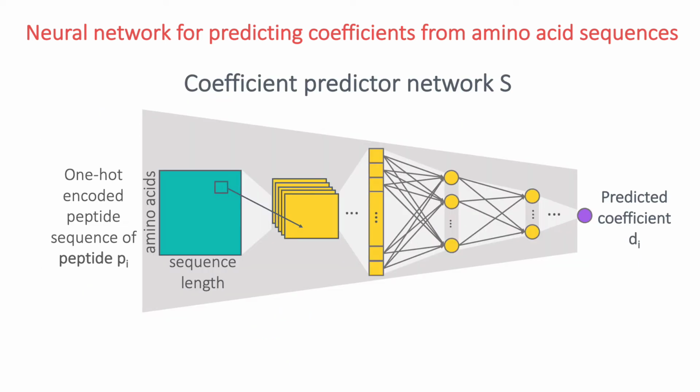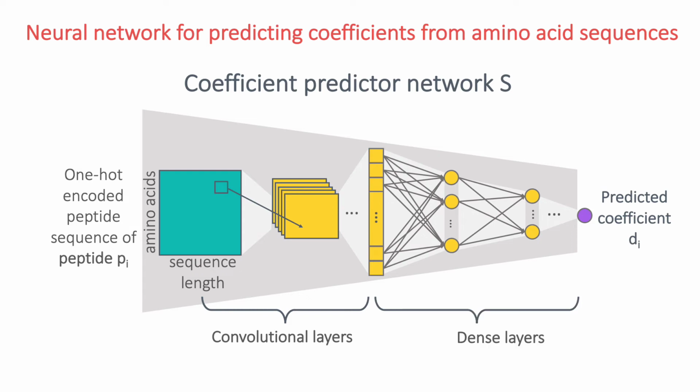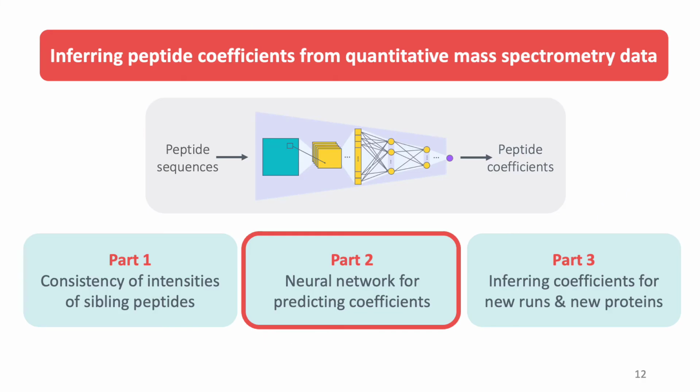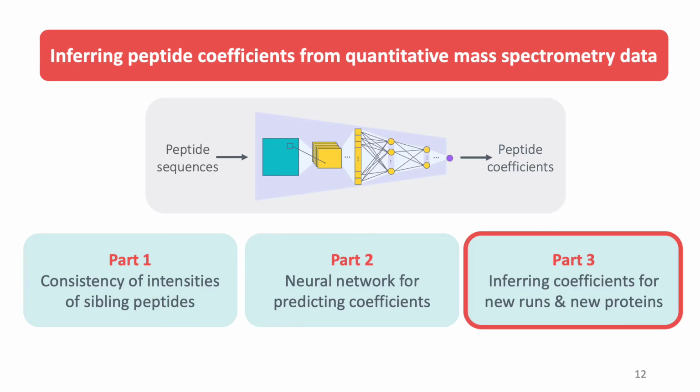Our coefficient predictor network S consists of convolutional layers to extract k-mers from the one-hot encoded peptide sequence and also dense layers to finally predict a coefficient Di. When we experimented with different architectures, we observed that adding these convolutional layers can improve the model performance. Now that we have defined our neural network model, let's move on to predicting coefficients for neurons and new proteins.